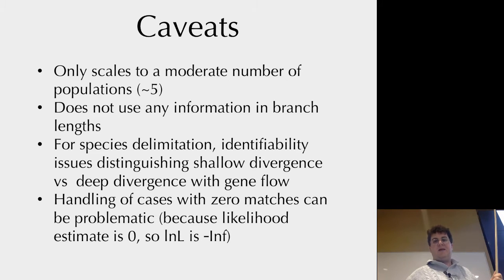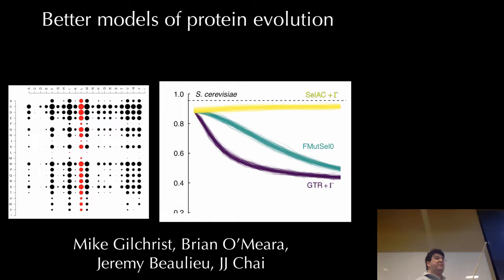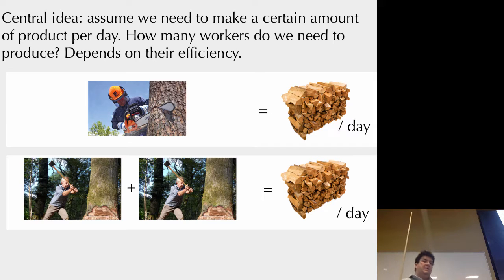Okay. Now, last part, better models of protein evolution. This is Mike Gilchrist, me, Jeremy Liu, and JJ Chai. Okay. And here's the central idea.